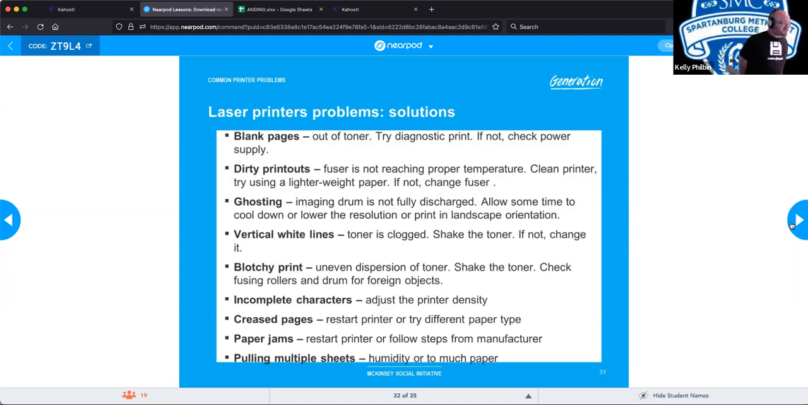Paper jams. Restart the printer, follow the steps from the manufacturer to remove the paper, and please, please, please make sure you get all of the paper out. I don't care if it's a little 1 centimeter square. If all you have left is that 1 centimeter square, that will plague you for the rest of your days until you get it out.